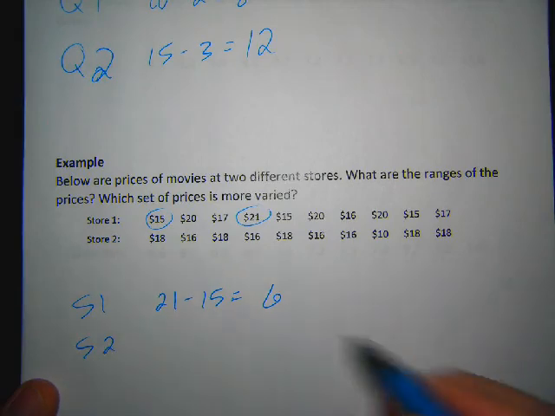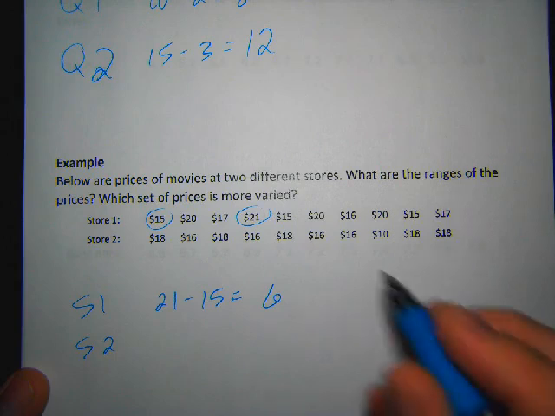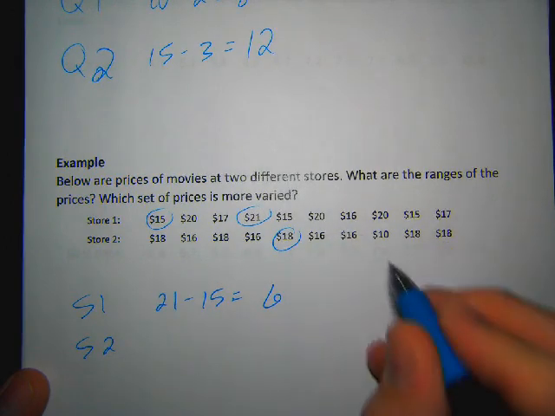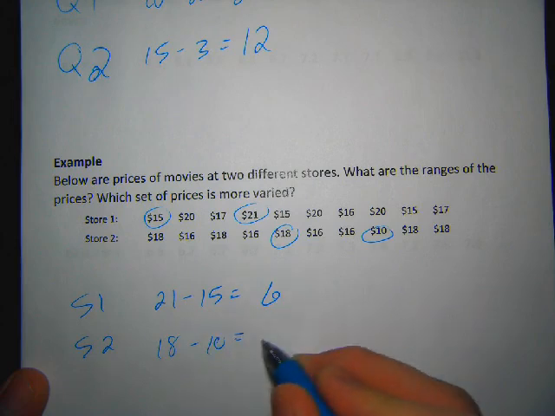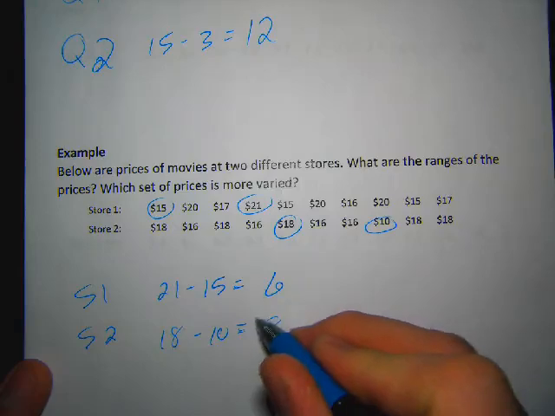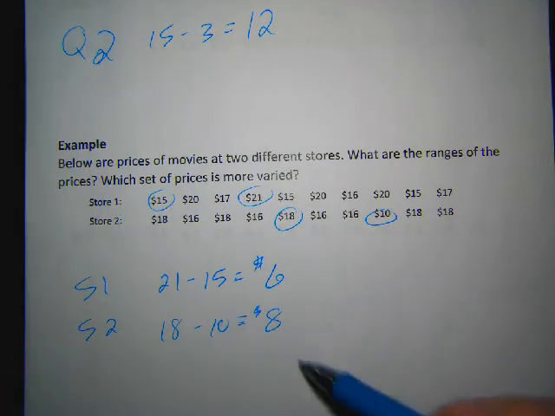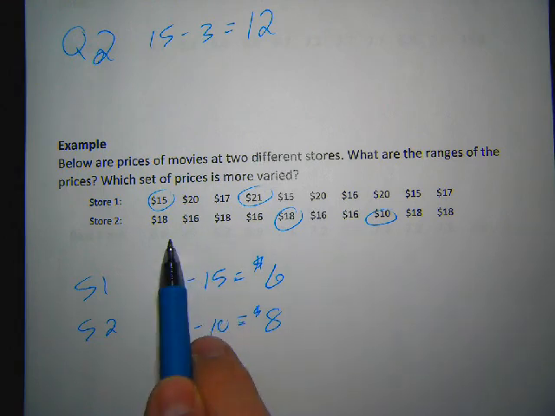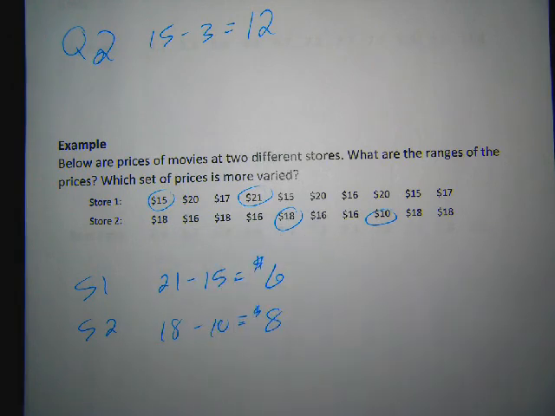Store two, I think they're mostly 18s and 16s. The 18 is the high price, but there is a 10 here. So 18 minus 10 tells us this actually has the higher range because it has an $8 difference from the top to the bottom. Now, if I ask you which one's more varied, and you say, well, store two is more varied because there's $8 difference versus 6, I might say, but look, almost all the movies at store two are either $18 or $16. There's really not that much spread in the data.